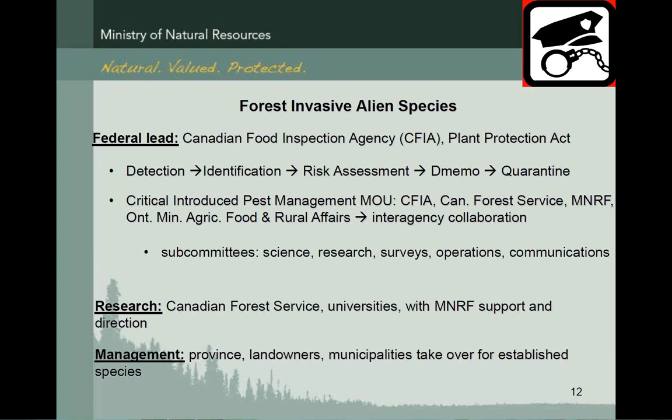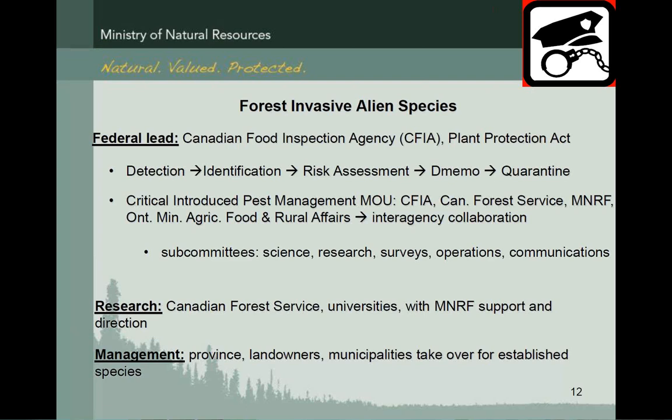We also work with the federal government at the provincial level through critical introduced pest management committees. Several of the provinces have these, not all, but they're under a memorandum of understanding with the Canadian Food Inspection Agency, the Canadian Forest Service, and then the appropriate provincial ministries, in the case of Ontario, it's Agriculture, Food, Rural Affairs, and MNR. And that ensures that there's intergovernmental collaboration to deal with these pests when they arrive.